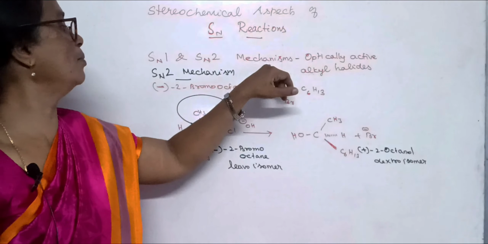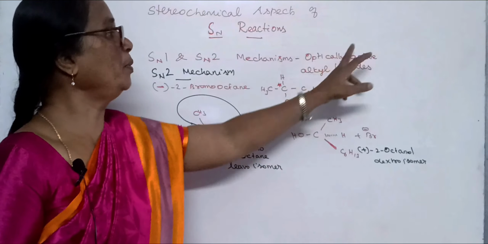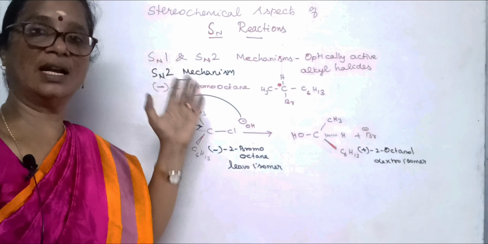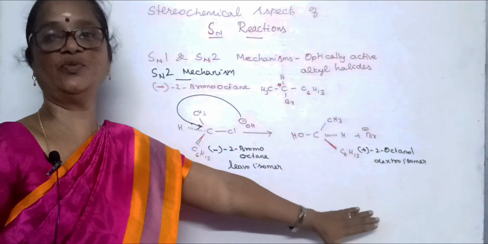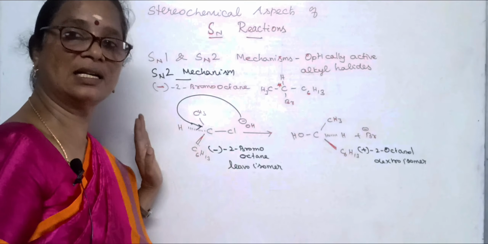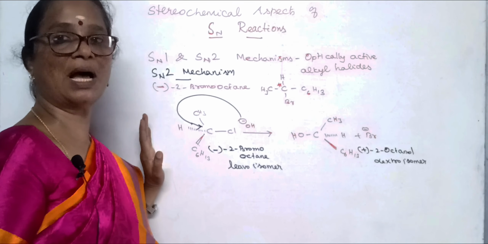Let us explain the mechanism of SN1 and SN2 for optically active alkyl halides. In an SN2 reaction, we have already seen the resulting compound will be the inverted product, because the nucleophile attacks the carbon just opposite to the leaving group, that means a backside attack.